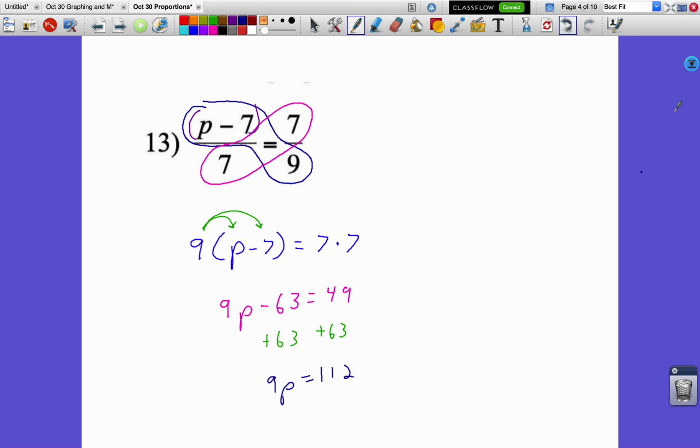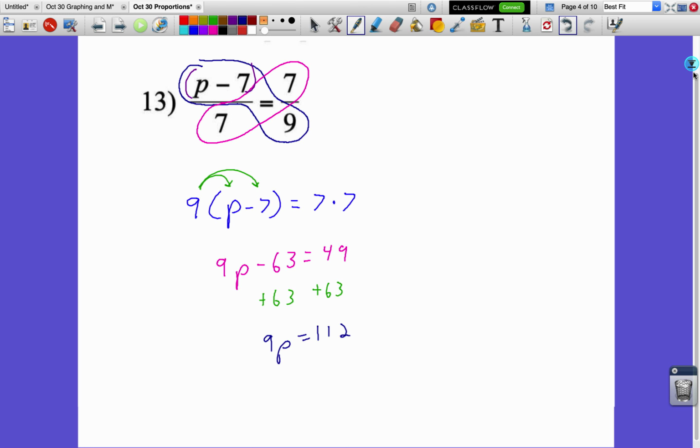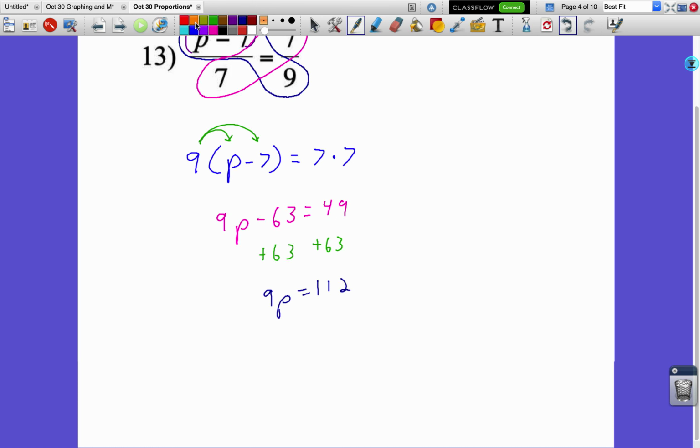112. That is not divisible by 9, but I can still bring the 9 over to the other side. Divide both sides by 9. All right, this says p equals 112 over 9. That's not divisible by 3 either, so we'll leave that as that improper fraction, 112 ninths. You could turn it into a mixed number, but I like improper fractions like that.